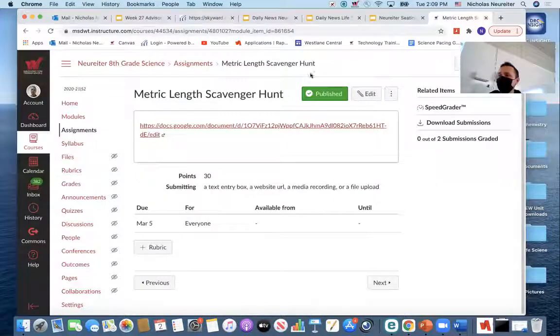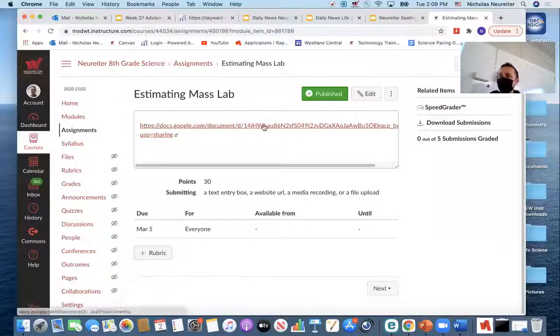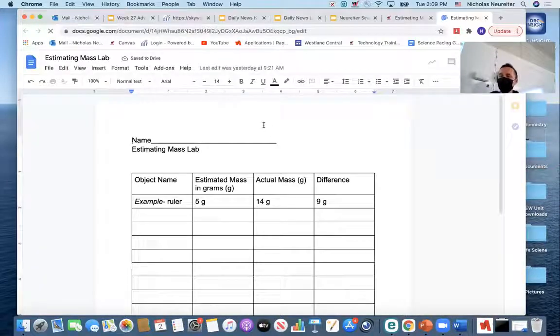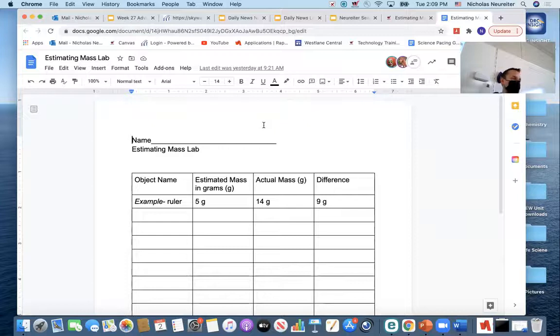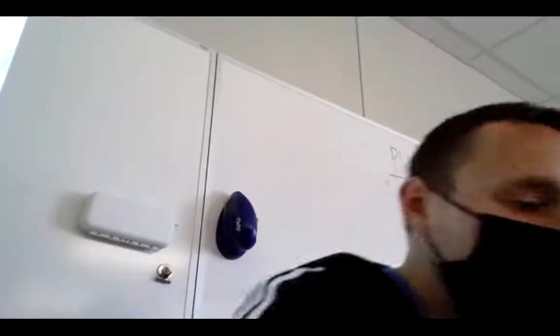All right, but first, though, we're going to do this estimating mass lab using the triple beam balance. So this is going to work much the same way as the length labs do. You're going to estimate the mass of an object, find the real mass, and then subtract to find your difference. I know that you all have used triple beam balances before, so I'm not going to spend too much time on this, but I just want to remind you how to use these.